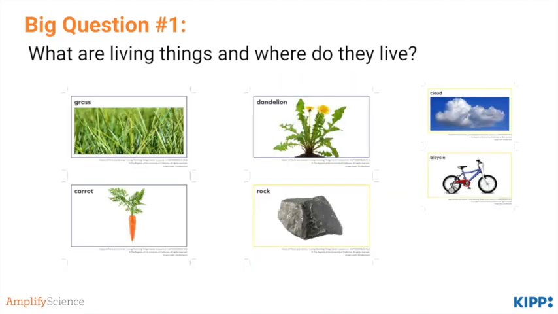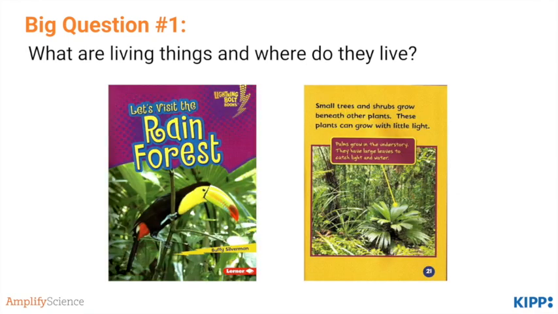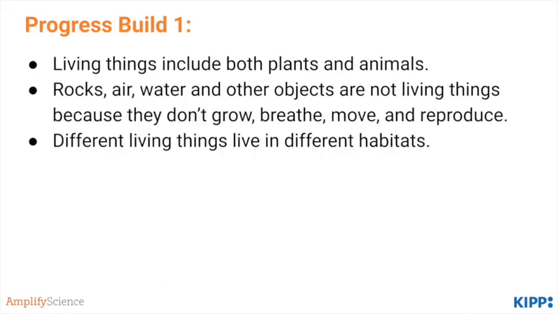In the next lesson, students sort living and non-living cards and discuss more about the key elements of what makes something living or non-living. The lesson after that, they read a book, A Plant in the Desert, and identify living and non-living things in a desert habitat, and then a book about rainforest to identify living and non-living things there. By the end of these lessons, students should have learned the elements of Progress Build 1. Go ahead and pause now and read it over.